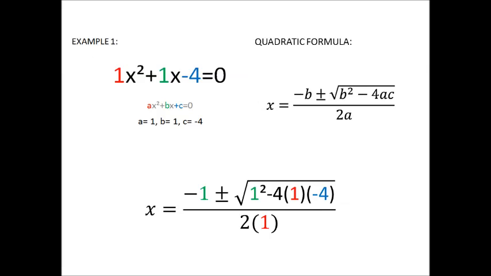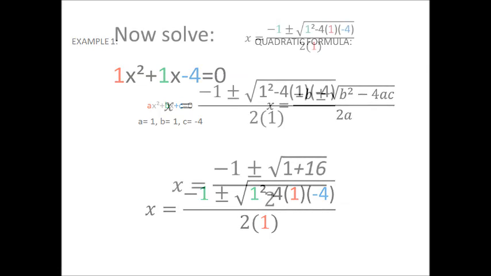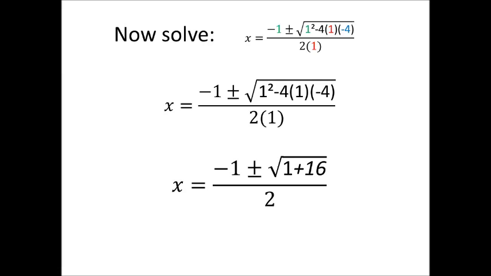So now that we know every single value for the variables a, b, and c, we can replace those variables in the quadratic formula for the values. So this is how example 1 should look like written in quadratic formula. X equal to negative 1 plus or minus square root of 1 squared minus 4 times 1 times negative 4 over 2 times 1.